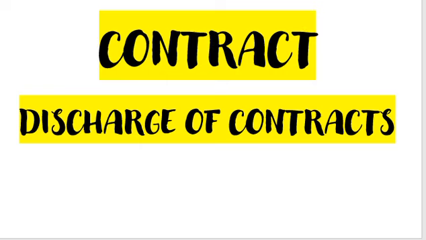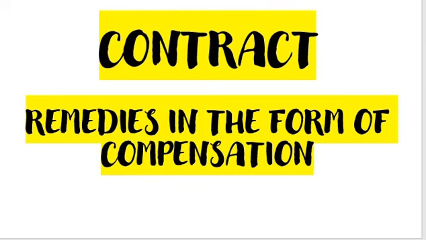For example, Alex hires a hall for a wedding, but an unexpected flood damages the hall, making it unusable. Due to frustration, the contract with the hall owner can be terminated without liability, as neither party could anticipate this natural event. Now let's understand what are the remedies in the form of compensation.